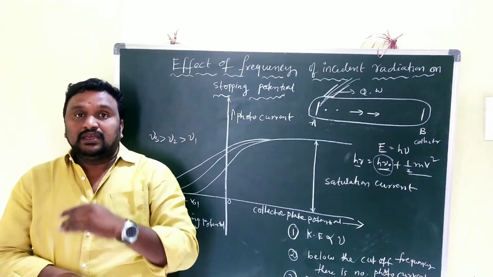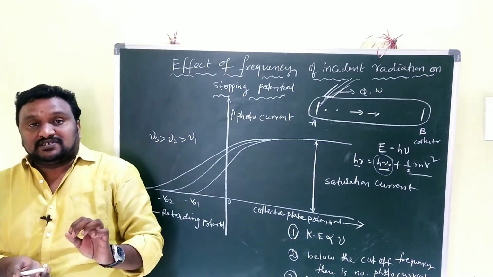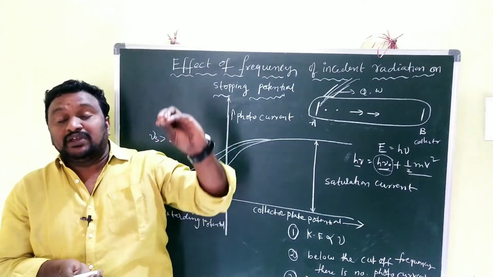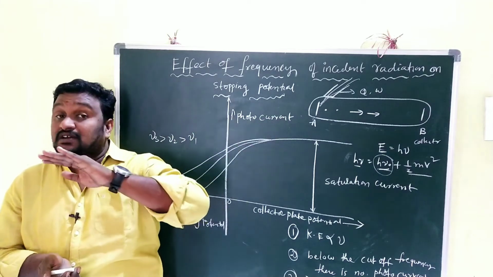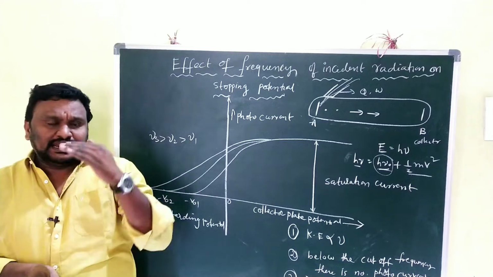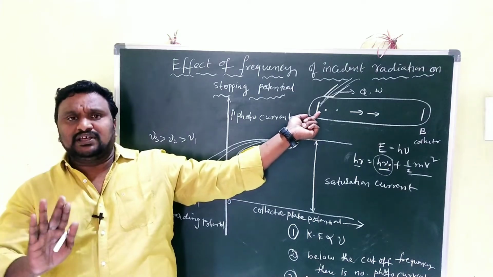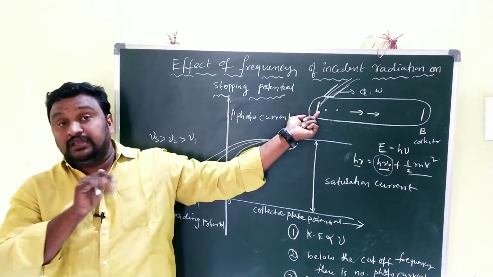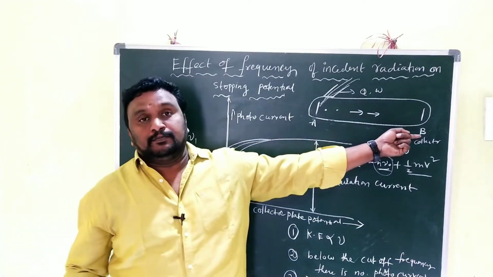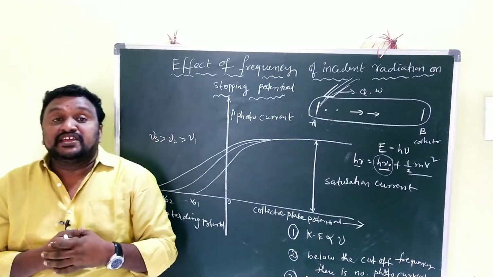Okay, children, now my aim is to say simply that the kinetic energy of the electrons should purely depend upon the frequency of incident radiation, but it does not depend upon the intensity of radiation. The number of electrons liberated from the metal A should purely depend upon the intensity but not the frequency. But the movement of electrons from A to B will depend upon the frequency of incident radiation.